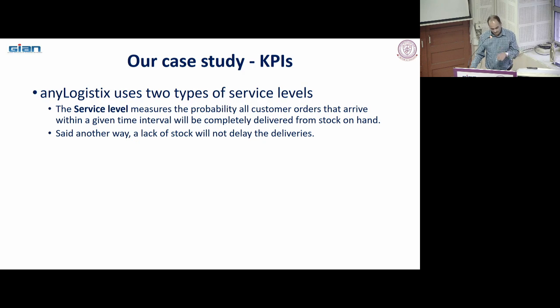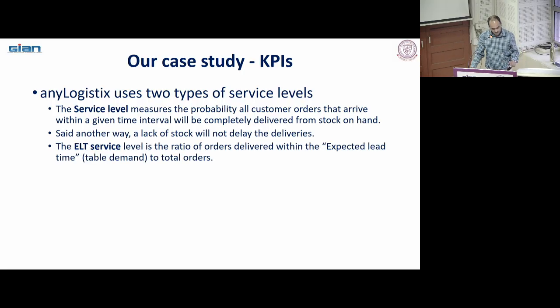Okay. So the service level follows that approach. If there is stock available, then only it will take the order and then deliver it. So that's your service level. But there is another service level. It is called ELT, expected lead time service level. It is the ratio of orders delivered within the ELT to total orders. I will show you in the tool. When you define the demand, it will ask you what is the expected lead time of each customer.